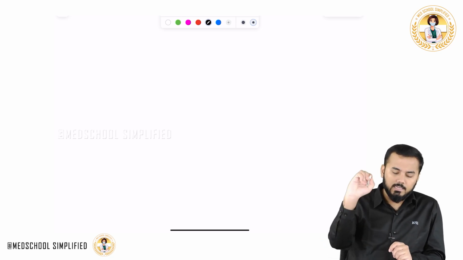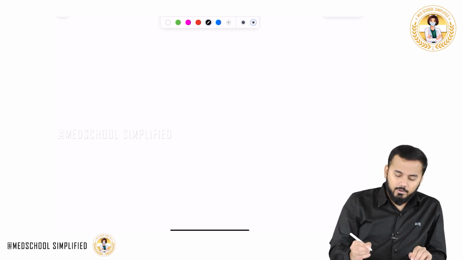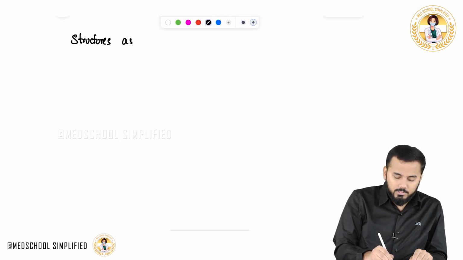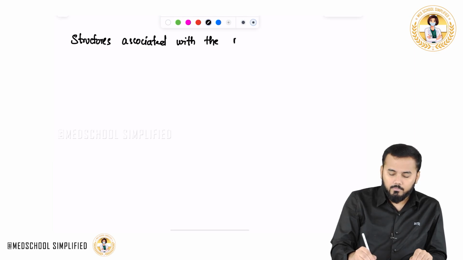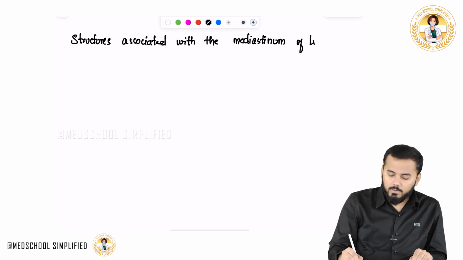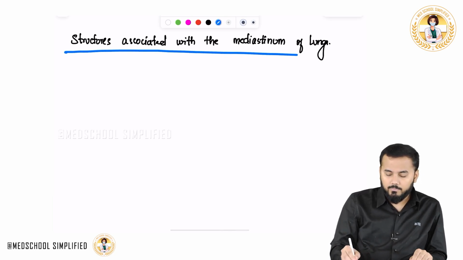I can just write it down. It would be good if you memorize the picture, but anyway, I'll write it down at the end. Structures associated with the mediastinum of the lungs, or rather, the mediastinal surface of the lungs.